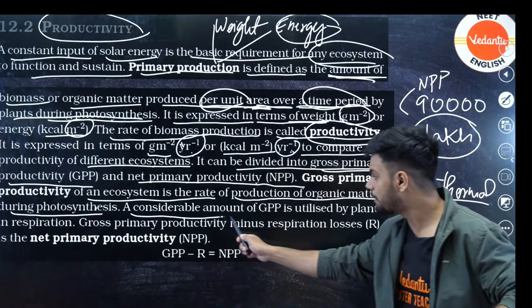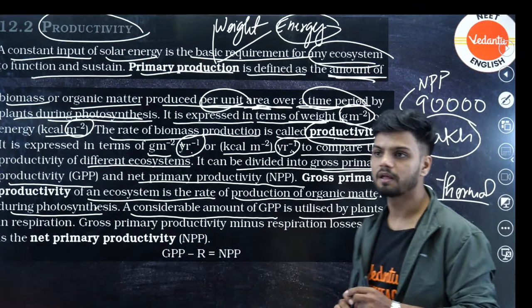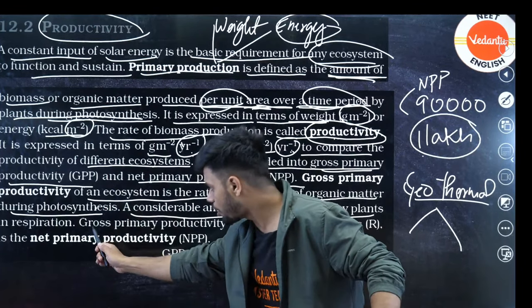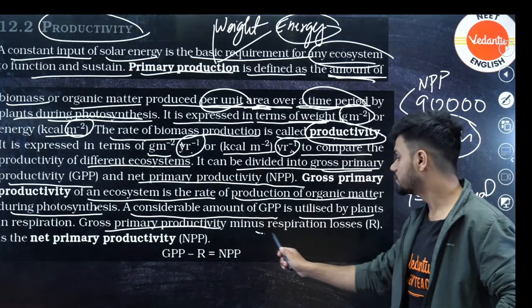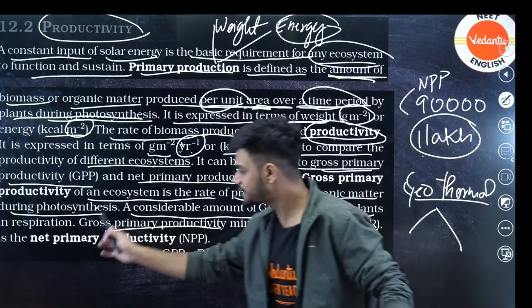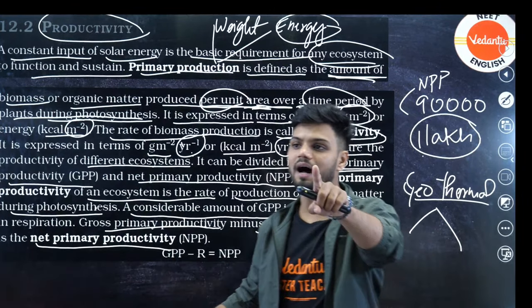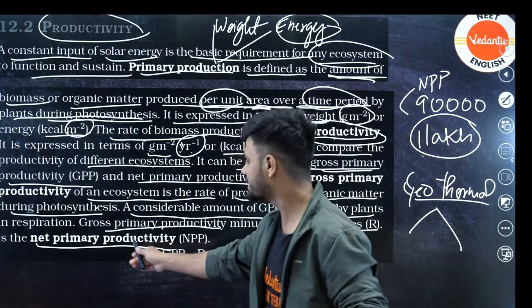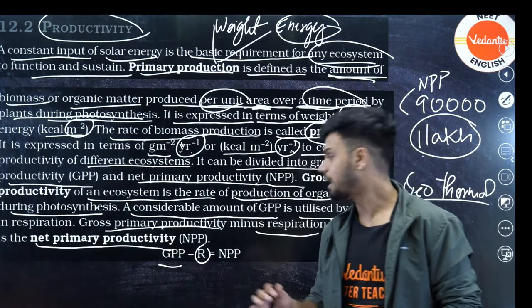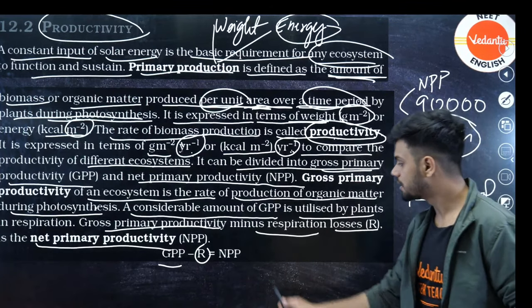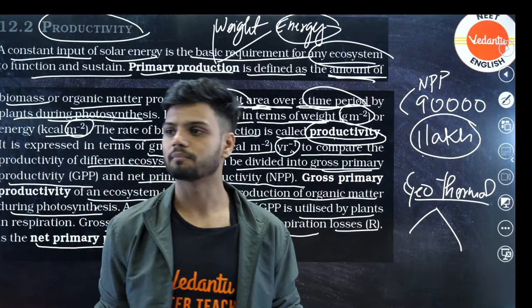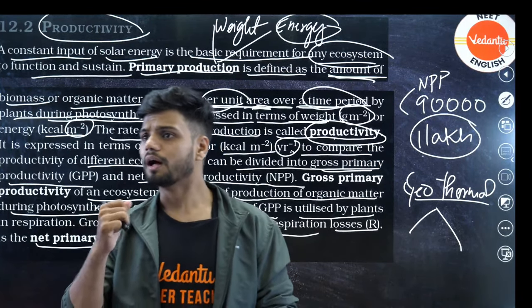A considerable amount of GPP is utilized by the plant. The plant is using some GPP for respiration, I told you already. So the gross primary productivity minus the respiration loss is the net primary productivity. The answer was 100 there. That is net primary productivity. So GPP minus R. What is R? R is nothing but respiration, and it gives us the NPP, the net primary productivity. Clear?